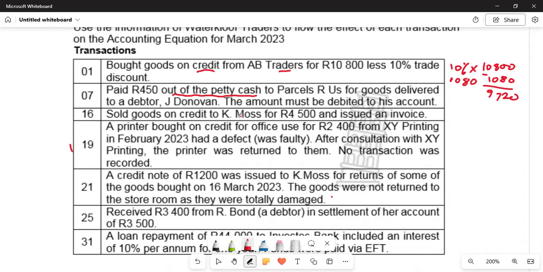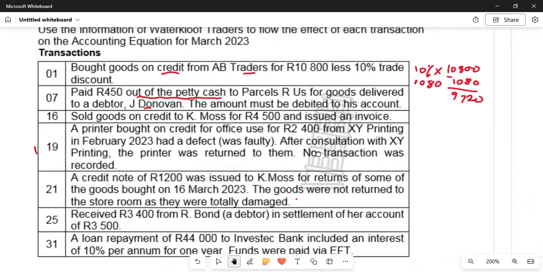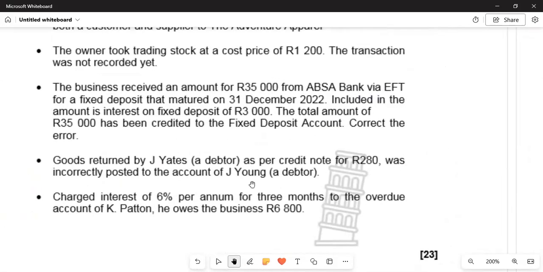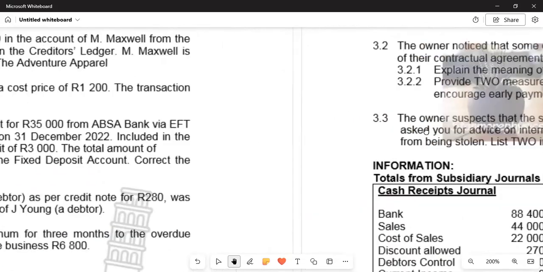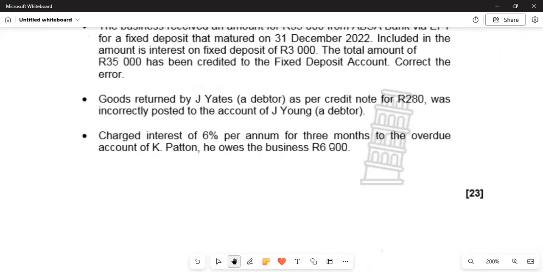So what does that mean? We are going to debit debtors control, because these goods are delivered to this debtor. So our debtors control, as an asset, is going to be debited. And then we are also going to credit the petty cash, because we are taking money out of our petty cash. So now we are going to our answer book.